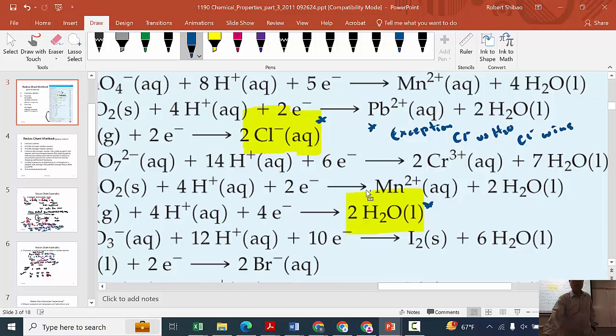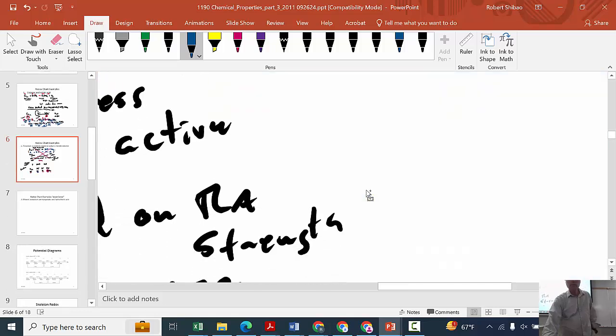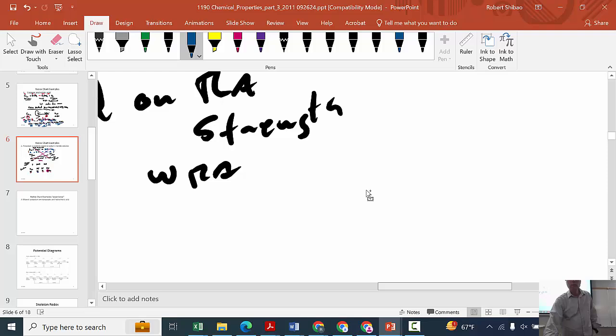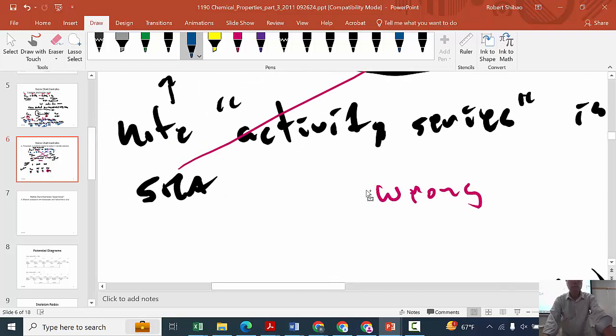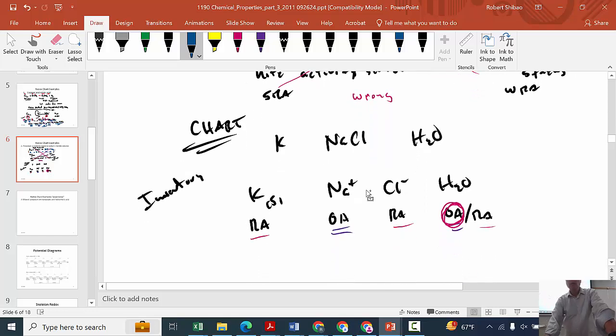And so the way we would rank these is like this. Potassium for sure is the strongest. It's the second strongest on the chart. And then it would go chloride and then water. Chloride and water are out of order on the chart, but I would rank these as potassium, next chloride, next water.